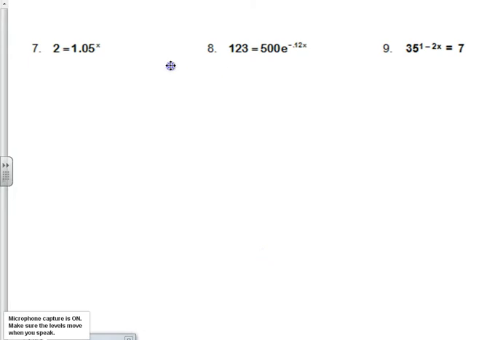Number 7, same process. Choose your favorite logarithm. I'm going to choose, actually I'm going to skip 7 for the sake of time. Move on. Number 8. The base is not isolated, and you want to isolate the base before you begin applying logarithms. So I'm going to go ahead and do that, and since I know I'm going to have a decimal, I'm just going to type it in and get 0.246 equals e to the negative 0.12x.